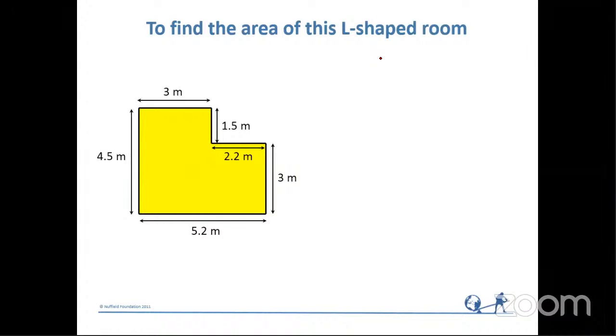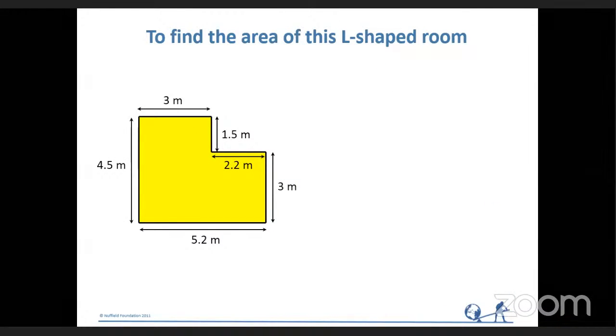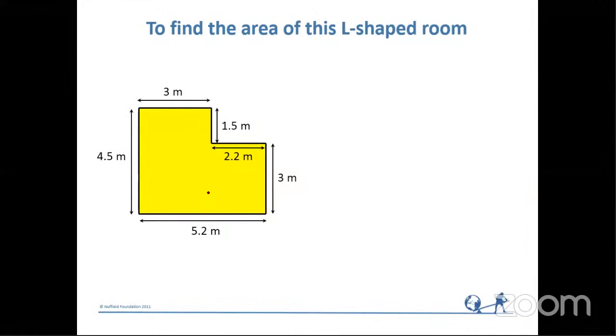What do we do? We divide it to create a rectangle of 5.2 meters by 2.2 meters, and create a rectangle of 4.5 meters and 3 meters. So we do like this. We create this. Is that what you are saying? Yes. Okay. Any other suggestion?